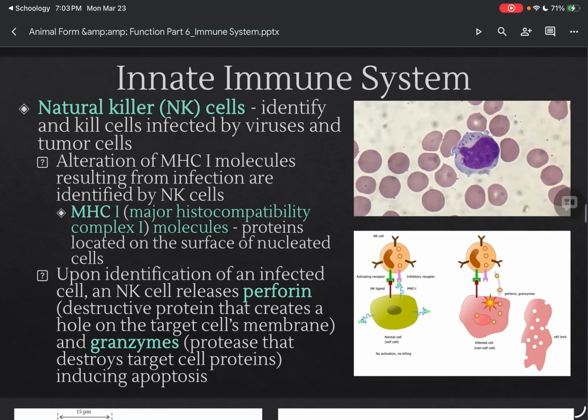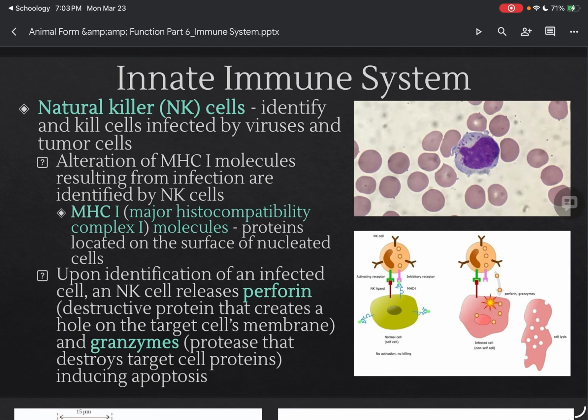Natural killer cells. These are the cells that help us identify and kill cells infected by viruses, and tumor cells. The alteration of the MHC1 molecules resulting from the infection is identified by the natural killer cells. MHC1 is a major histocompatibility complex. These molecules are proteins that are located on the surface of nucleated cells.